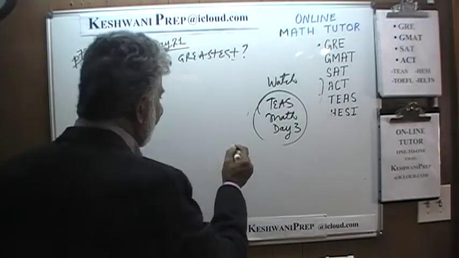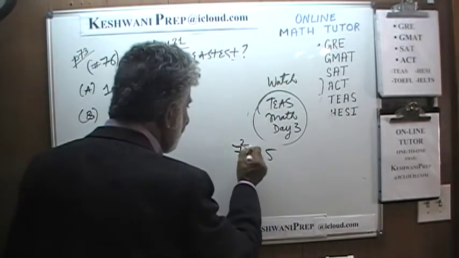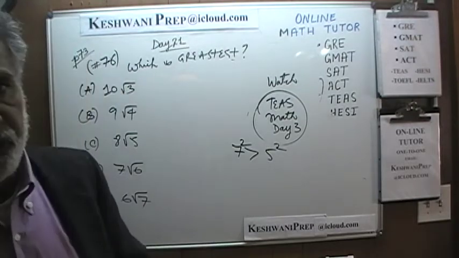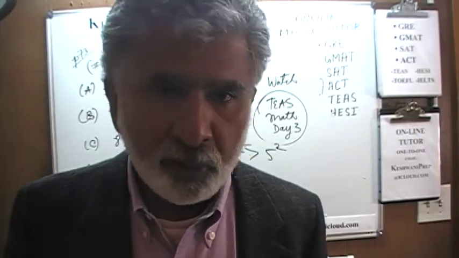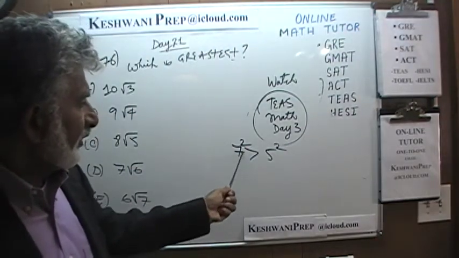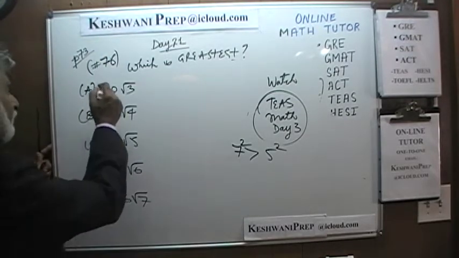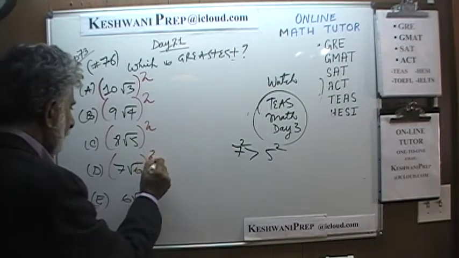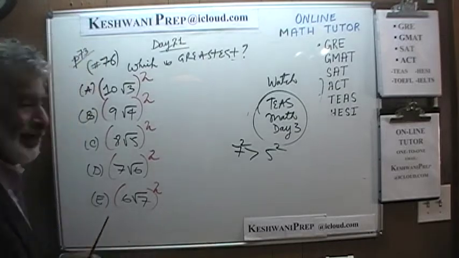For example, I hope you will agree that 7 is more than 5. If 7 is more than 5, then 7 squared must be more than 5 squared, isn't it? And since we're not interested in knowing what these quantities are, we don't care what they are exactly, we just want to know which one is the greatest. Whichever is the greatest quantity among these 5, if you square every one of them, will remain the greatest. Nothing will change.